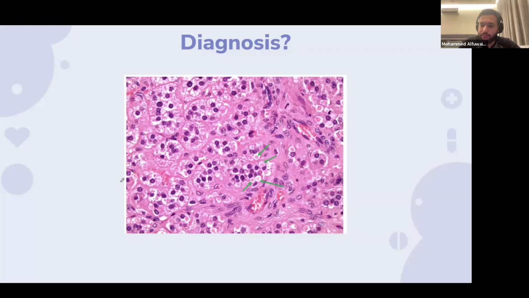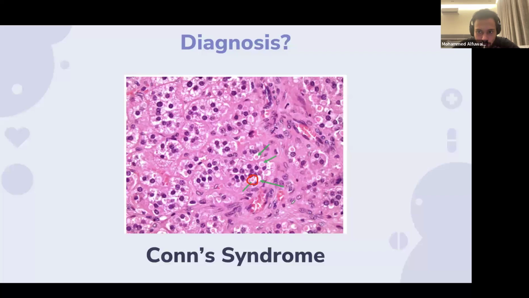You guys know aldosterone adenoma, what do we call that? What is an aldosterone-secreting adenoma? Conn syndrome. Good. What is seen over here? What are these small cells called? Spironolactone bodies. Excellent. Good. This is very important.